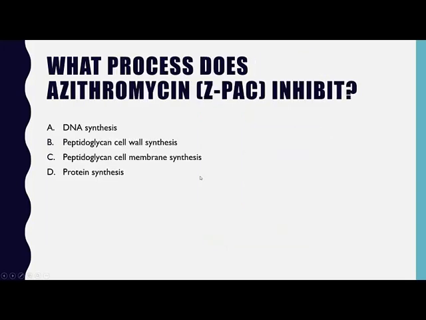Okay. What process does azithromycin Z-Pak inhibit? DNA synthesis, peptidoglycan cell wall synthesis, peptidoglycan cell membrane synthesis, protein synthesis. It is D, protein synthesis. It attacks the 50S portion of the ribosome, stopping translation of messenger RNA at the ribosome, stopping the bacterial cell from making proteins. Okay, that's what Z-Pak does to the bacterial cell.